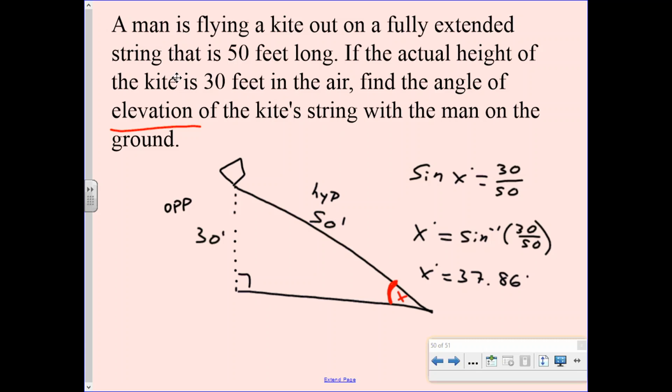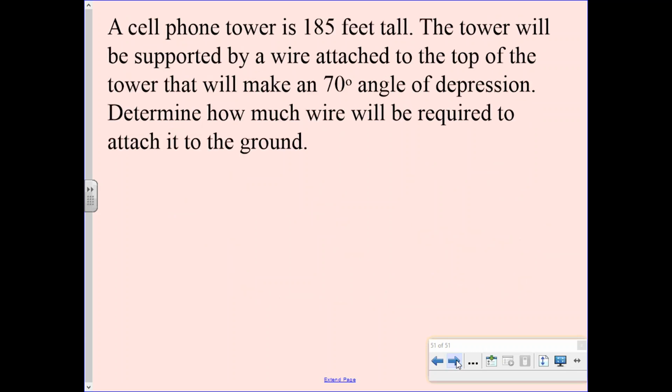So sketch the triangle, label the sides, know what you're trying to find, and kind of go from there. And again, that was finding an angle. Let's look at one more example. Got a cell phone tower. And again, take a minute, try to sketch the triangle there, see what it would look like.